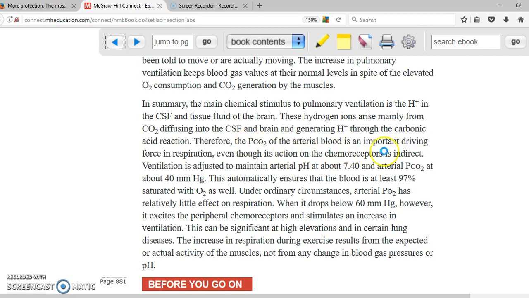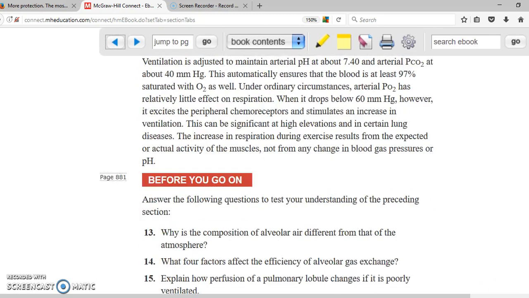So why do we modify it? In order to maintain a pH of 7.40 and about 40 of carbon dioxide, because this is going to make sure that at least 97% of the hemoglobin gets saturated with oxygen, which is necessary for our survival. Okay, then let's keep scrolling down. That's it.